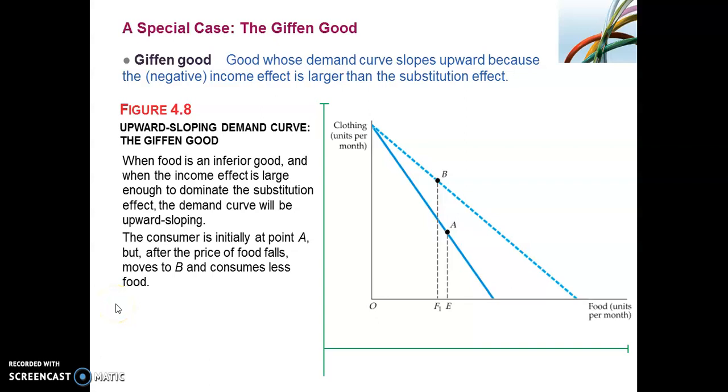This is the final part of week 4 slides, and we are continuing with a special case of the Giffen good on slide 15. Now, a Giffen good is a good whose demand curve slopes upward because the negative income effect, which we'll see in a moment, is larger than the substitution effect. So this type of good basically violates the basic law of demand as people consume more of it as price rises and vice versa. So this is primarily due to its dominating negative income effect.